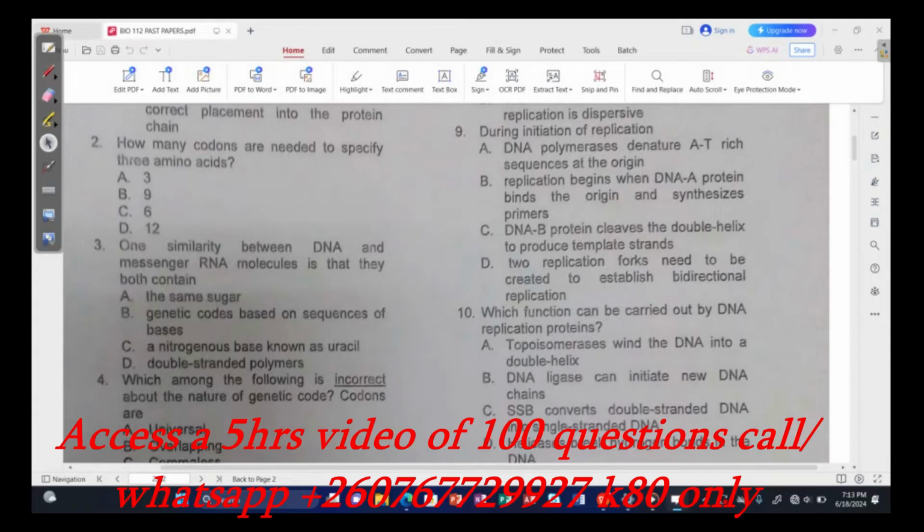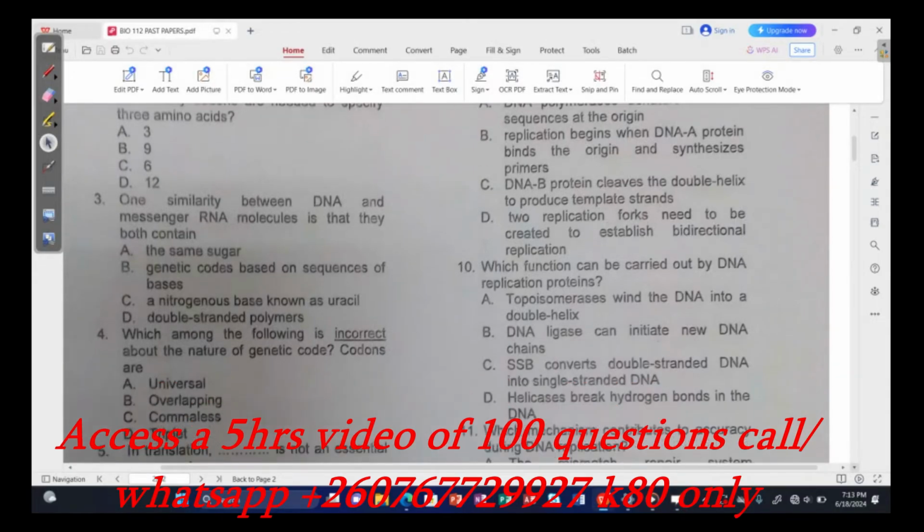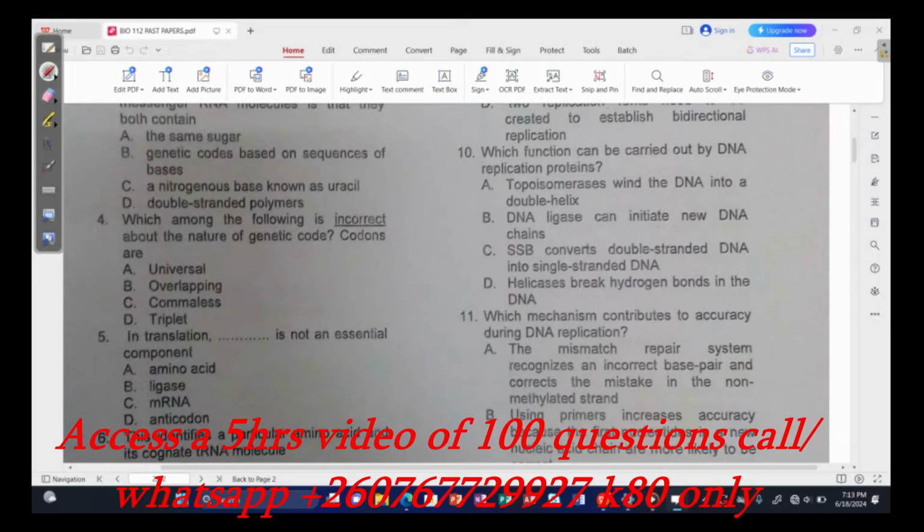Then question 10. Question 10 reads, which function can be carried out by DNA replication proteins? We know that during DNA replication we have a number of proteins. I think here it's about which enzyme has been correctly paired with its function. So A is saying topoisomerases wind the DNA into a double helix. Topoisomerase does not wind, it cuts, or it eases the supercoiling which forms ahead of the replication fork. That is its function. Another name for topoisomerase is gyrase.